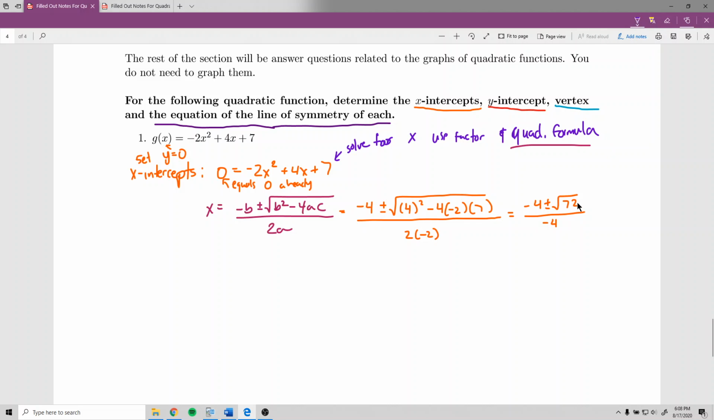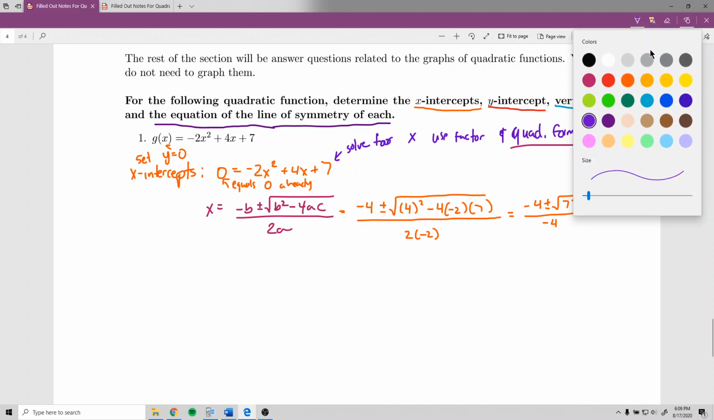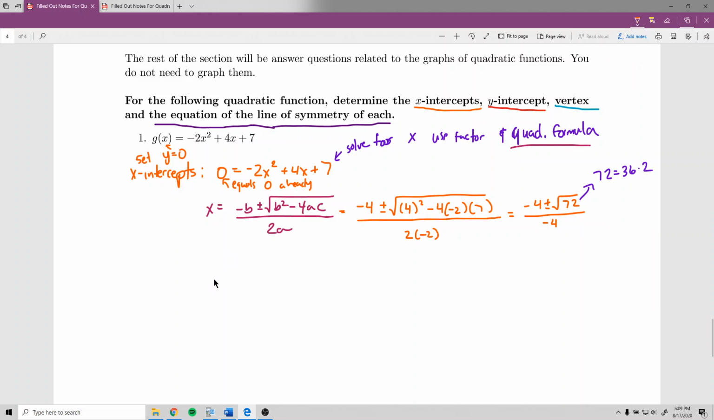Now we want to try to simplify this. 72 does have a perfect square in it because it's 36 times 2. Right, so just dragging this along, negative 4 plus or minus the square root of 72, we're thinking about is 36 times 2. And then we break up the square root. The square root of 36 is 6. And the 2 is stuck inside.